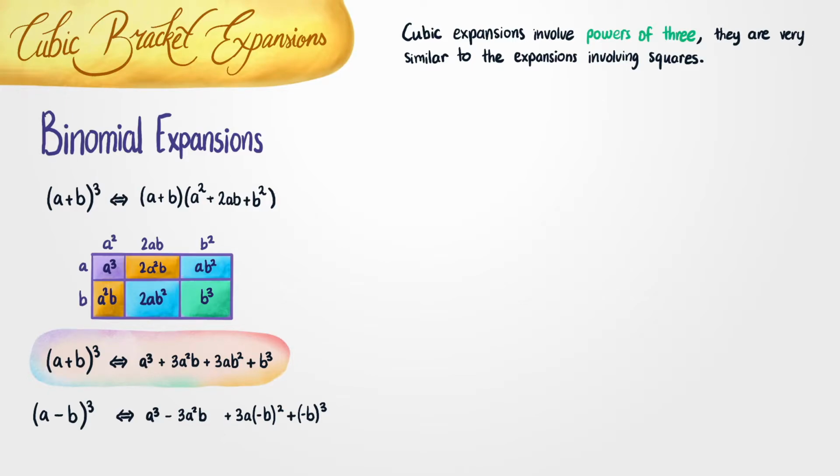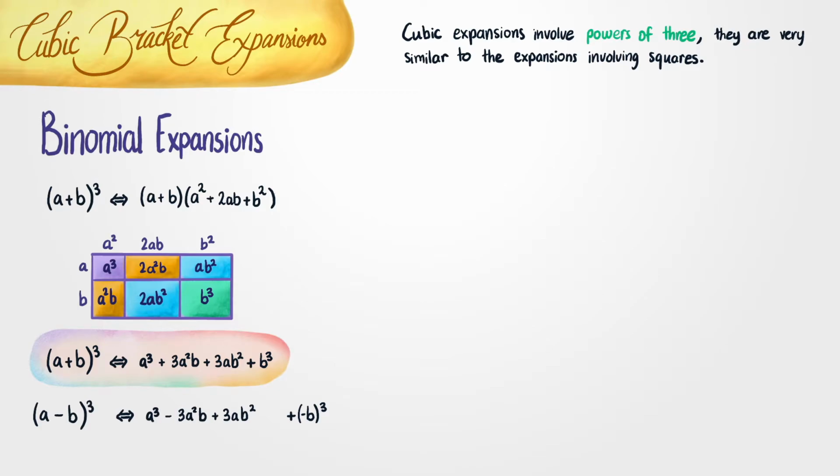Now let's turn our attention to the next bracket over here. Notice that whenever you square a negative number, you're always going to end up with a positive number. For example, negative 3 squared is just 9, so the negative just goes away. This means that we're going to end up with 3ab squared for this term over here.